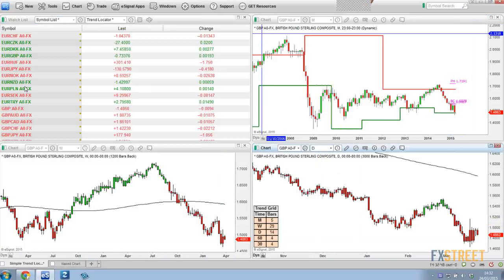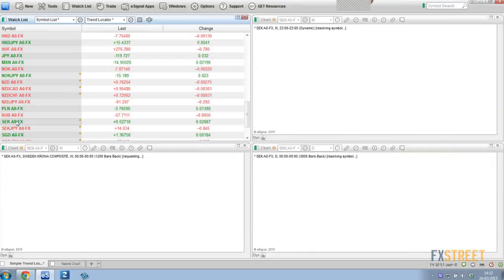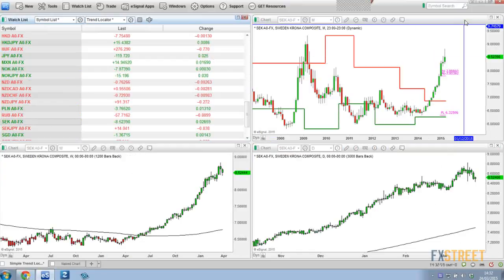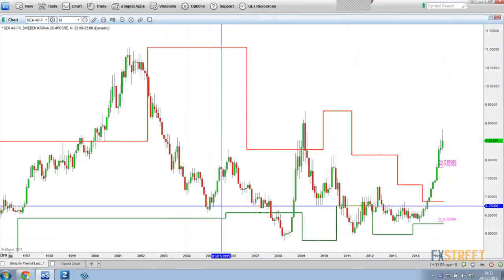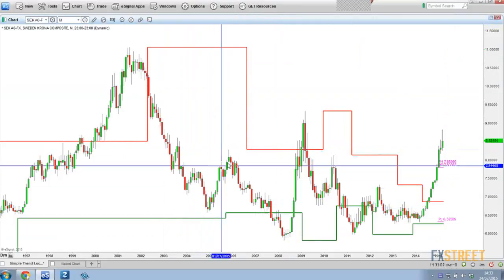Okay. Let's look at one last currency pair. And again, you guys should be familiar with this because I've looked at it repeatedly. And that's the Swedish krona. I don't tend to trade exotics too much, but there are a few exotics that do trend very well. And the Swedish krona is one of them. And you can see if you look at the past how it has trended very well in periods.